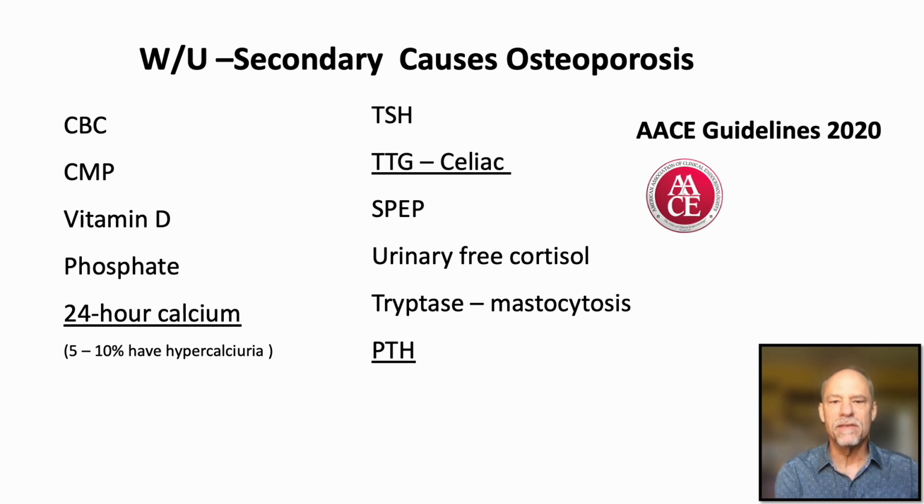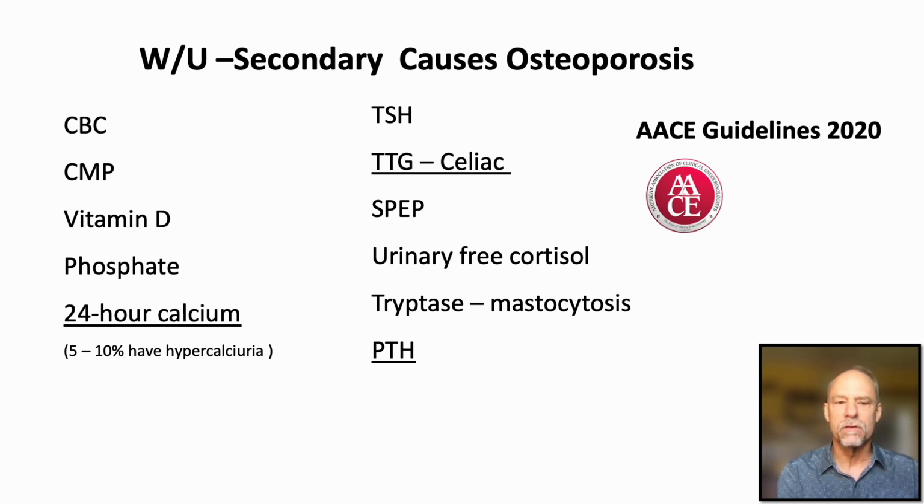So based on the ACE guidelines of 2020, this is the workup for secondary causes of osteoporosis, the labs that we ought to do initially when a patient presents with osteoporosis. CBC, CMP, vitamin D, phosphate level, a 24-hour urine calcium. And this is important because 5 to 10% of people with osteoporosis will have hypercalciuria, and there's things we can do to treat that, hydrochlorothiazides and other things.